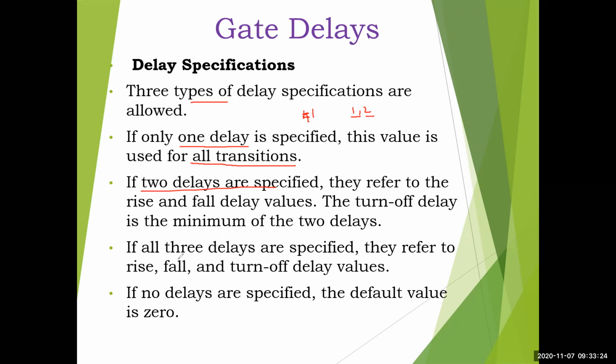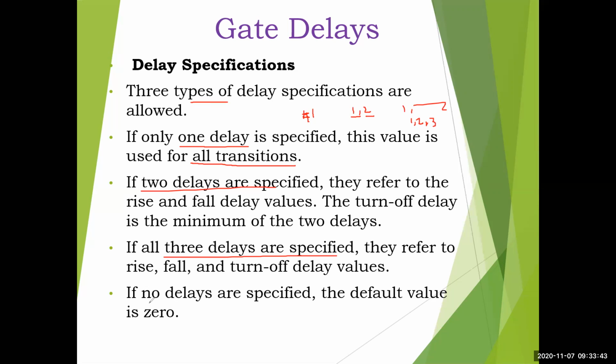If all the three delays are specified, they refer to rise, fall, and turn off delay values. So if you write 1 comma 2 comma 3, then 1 is for rise delay, 2 for fall delay, 3 for turn off delay. That is how it is understood.